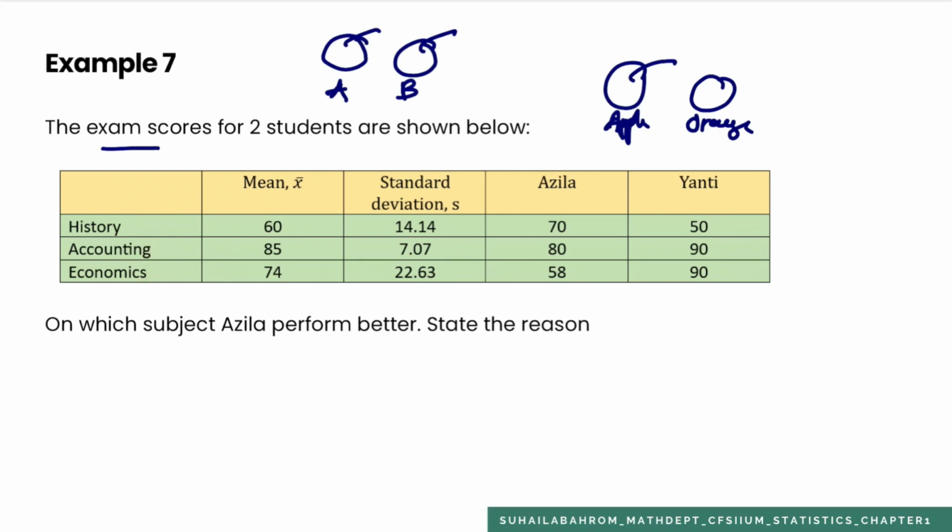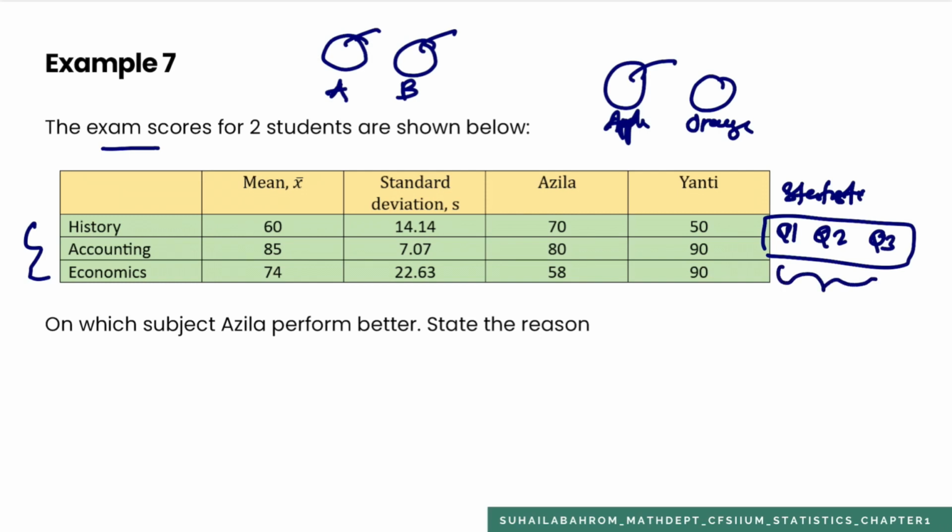Unless, let's say for statistics, we have quiz 1, quiz 2, and quiz 3. If we have three different quizzes for the same subject, then you can compare directly. But since these are different subjects, we cannot compare directly. For the same subject, it is okay to compare directly. For three different subjects, you cannot compare directly, so we will use the Z-score.